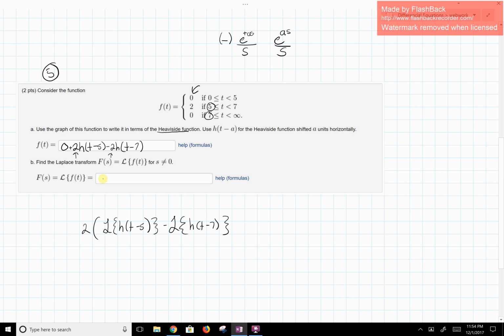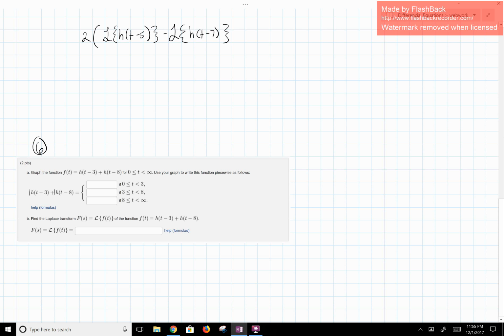So that gives us 2 times e to the negative 5s over s minus e to the negative 7s over s. And that's the answer. And if we took the inverse Laplace transform of this, we could then try to make this piecewise function right here.